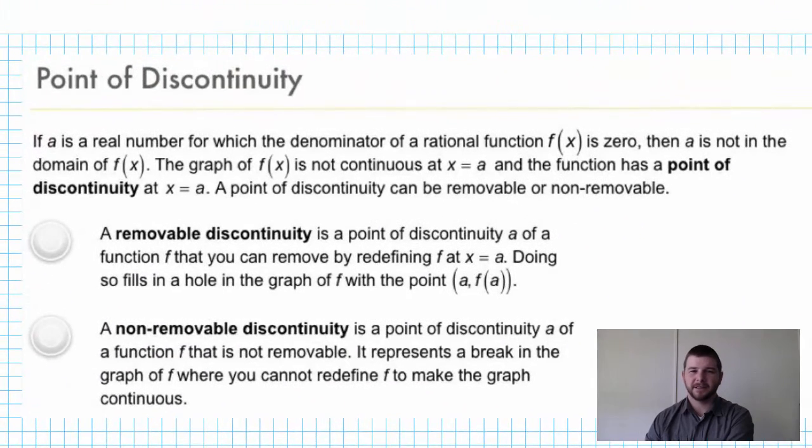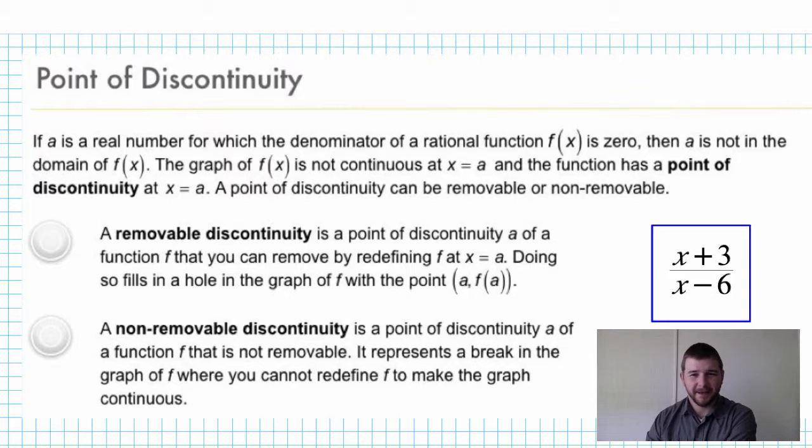Point of discontinuity. If a is a real number for which the denominator of a rational function f of x is 0, then a is not in the domain of f of x. Poof, there it is again. x plus 3 over x minus 6. That's very convenient because we can use this, well, to be an example of what we're talking about here. So it says, if a is a real number, then a is not in the domain of f of x. f of x equals x plus 3 over x minus 6.